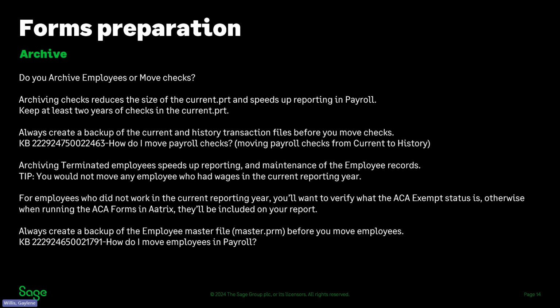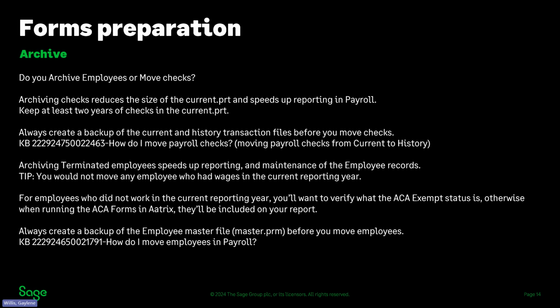Always make a complete backup of the checks. And this is moving checks from current to history. There's a knowledge base article that has great instructions on how to do that. Archiving terminated employees speeds up your reporting and maintenance of the employee records. You're not going to move any employee out of that data folder who should be reported on a W-2. So for employees who did not work in the current reporting year, you'll want to verify what that ACA exempt status is. Otherwise, when you run the ACA forms in Aatrix, they'll be included on your report. The only way to get them off is to deselect them.